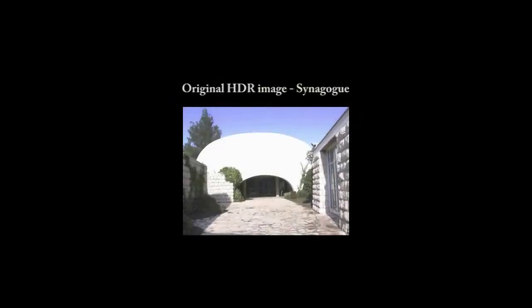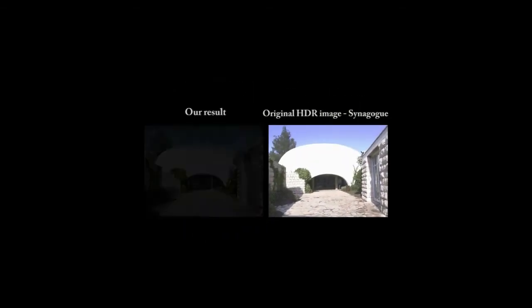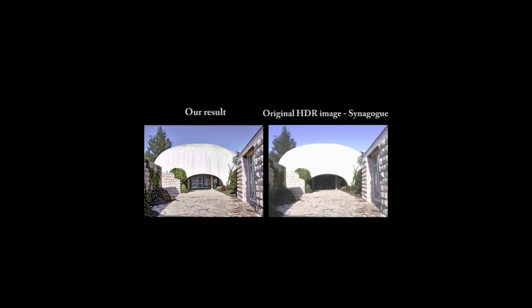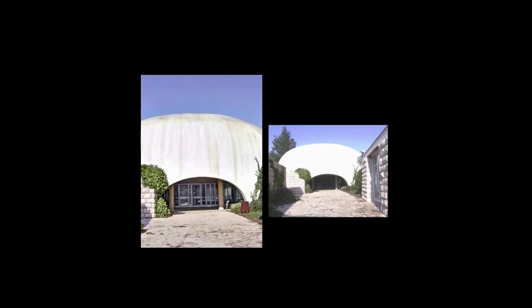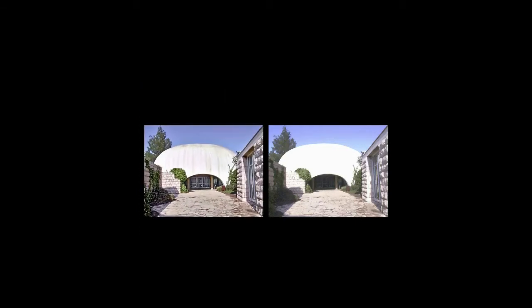We show the synagogue example. This is our tone mapping result. The gate and pillars, as well as the details on the roof and the entry, are clearly visible. Other tone mapping methods also perform well in compressing the high dynamic range of this example. We show the published results for comparison.